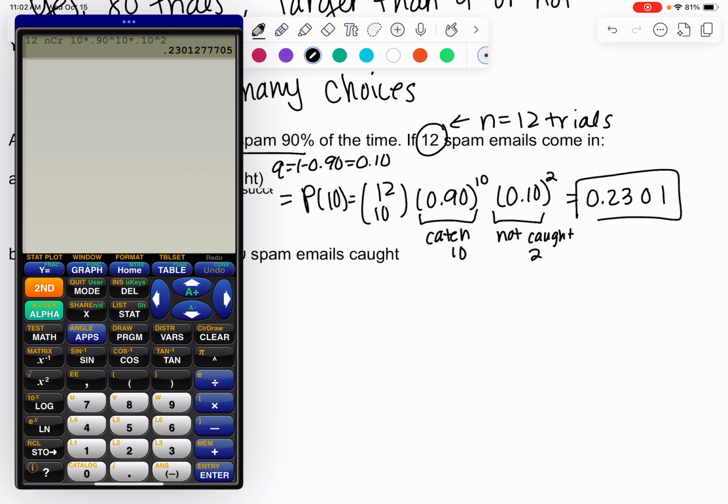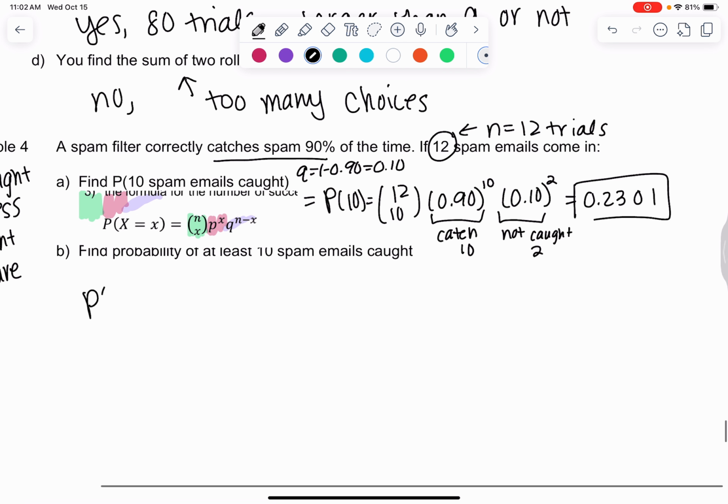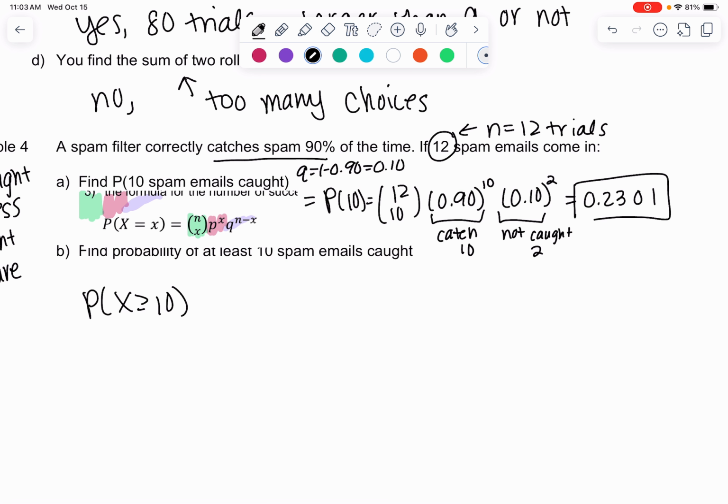So I really recommend typing it all at once because you'll see in part B why. So let's find the probability of at least 10 emails caught. We tend to use the letter X for the variable. The downside of binomial is you have to do the formula for every single number. So at least 10 means the probability of 10 plus the probability of 11 plus the probability of 12. And we stop at 12 because there's 12 total trials.